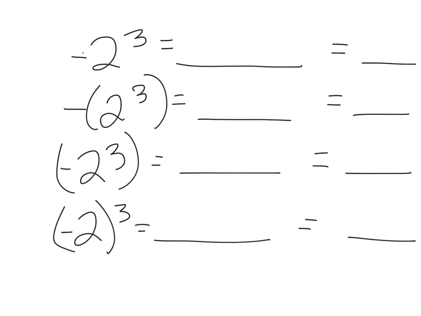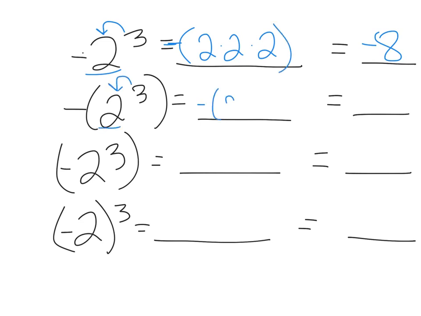So let's do another set where they're all mixed up in a different order and see what we need to do. For this one, the 3 is just kissing the 2. So our answer is going to be negative, and it's going to be 2 times 2 times 2, which is 8, and then we have the negative on the outside, so our answer is going to be -8. Same thing with this one. Notice it's just kissing the 2, so we're going to have negative, and then 2 times 2 times 2, and our answer is going to be -8.